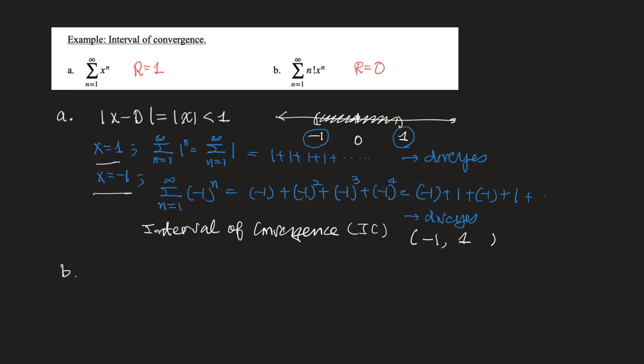Second is part B, where the radius of convergence is 0. What does that mean? I'm going to use a different color, it's better, guys. The center is 0. What is the center? This one is 0. The radius is 0, so there's only one point, right? So what is the interval of convergence? It's only one point, that's 0. Okay, you got the idea of how to find the interval of convergence.